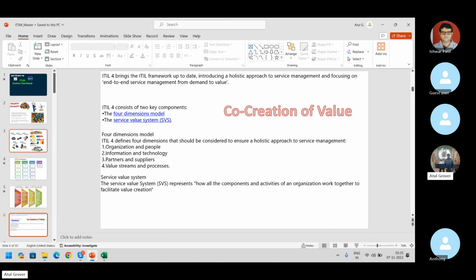Okay. So now ITIL says I'm a framework which provides a holistic approach, starting from demand to value. How a demand is there and how I can provide value for that. Now to support this ITIL 4, two things are important. It has a 4-dimension model and it has a service value system. The 4-dimension model means that without these 4 pillars, a business cannot be run. Without these 4 pillars, a service cannot be run.